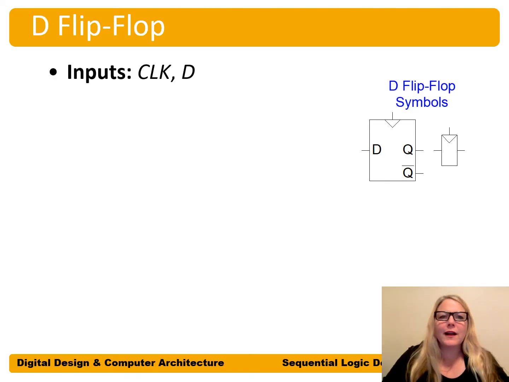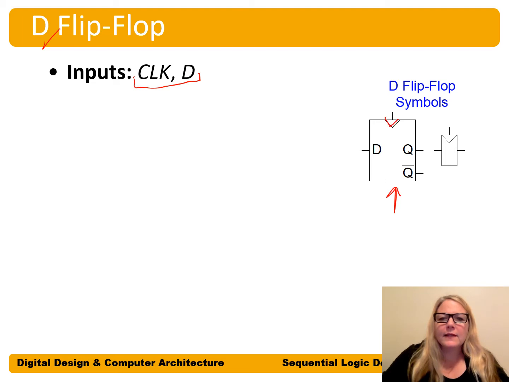Now let's talk about the last kind of state element that we'll talk about in this chapter. This is the D flip-flop, and you'll understand its name once we talk about it. It's the internal circuit. So the D flip-flop, D again stands for data, has two inputs, just like the D latch, clock and D. And here are the symbols, the D flip-flop symbols.